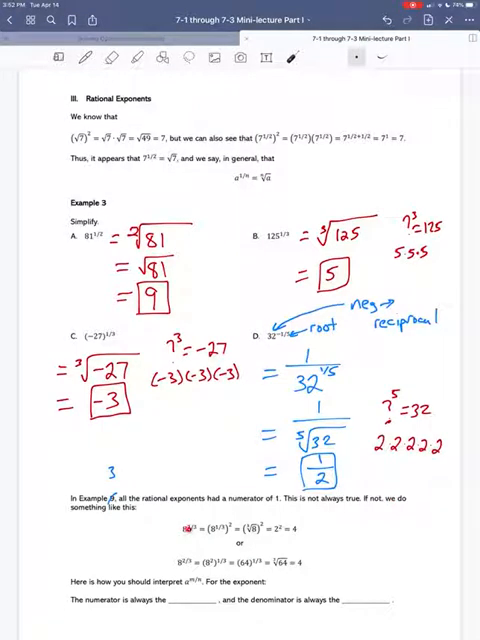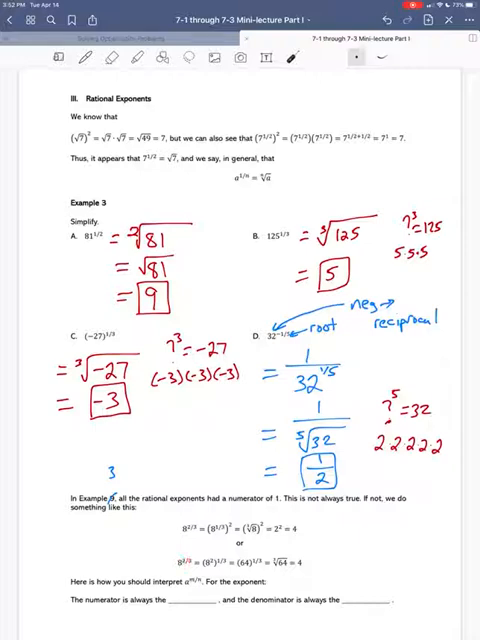8 to the 2/3. I can think of this 2/3 as a multiplication problem. If I have a power of a power, I would multiply those exponents. 1/3 times 2 would be 2/3. But 8 to the 1/3, this 3 is my root. That would be the cube root of 8. And the 2 goes along for the ride on the outside. So when I take the cube root of 8, I get 2. And then 2 to the 2nd power, 2 times 2 is 4. That's one way I could do this problem.